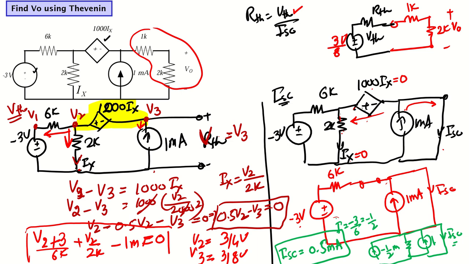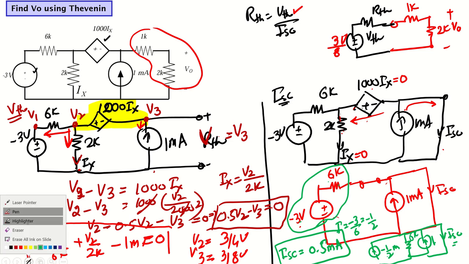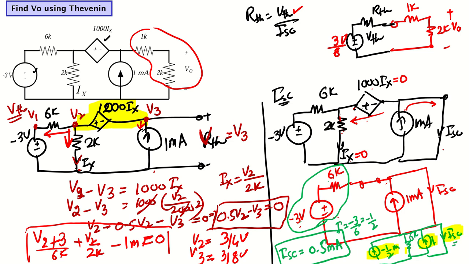So what we did here: I converted this voltage source to a current source by source transformation, which is 3 divided by 6, minus 1/2. Then 6K comes in parallel here. Then I combined these two current sources, this is 1 and this is minus 1/2. So 1 minus 1/2 becomes 0.5. Now that 0.5 will go through the short circuit path, and no current will flow through 6K. So we can say that the short circuit current comes out to be 0.5 milliampere here.